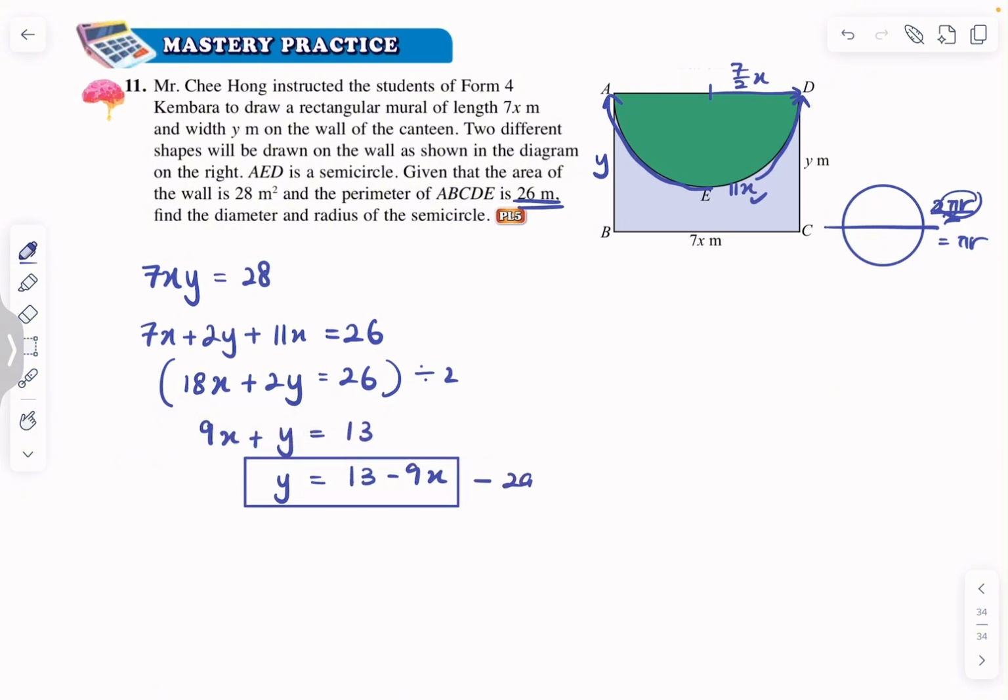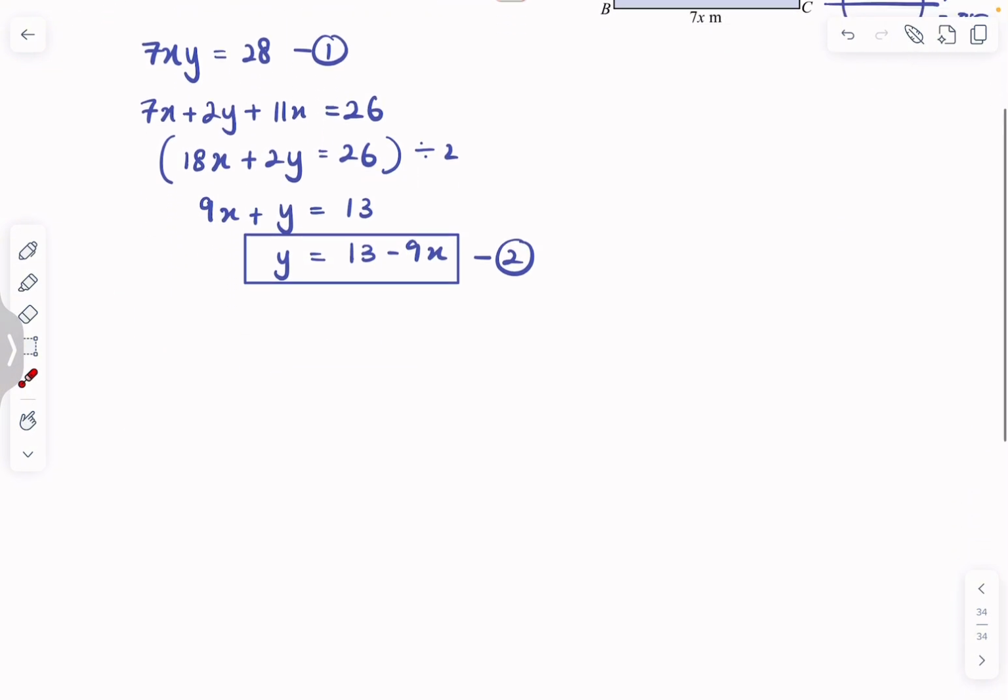This will be easier for us to substitute in a while. So we call this equation 2, and this will be equation 1. The whole thing we modified to get this, so it's still equation 2. Now we can sub equation 2 into equation 1 easily. So 7x times y, where y we sub with 13 minus 9x, equals 28.